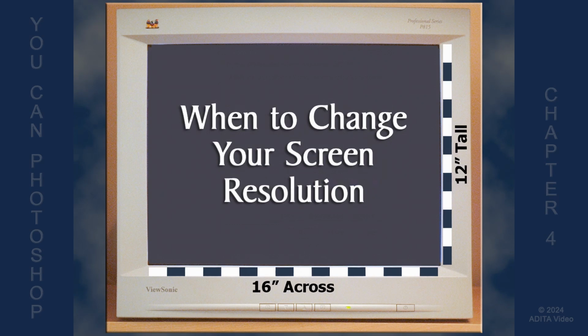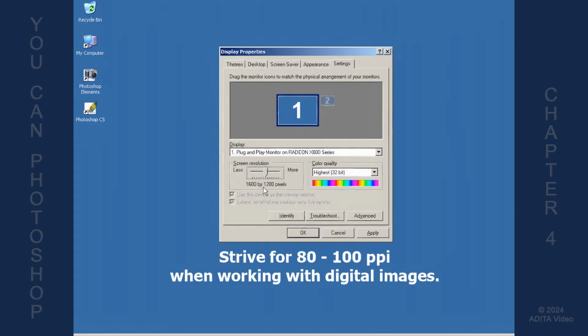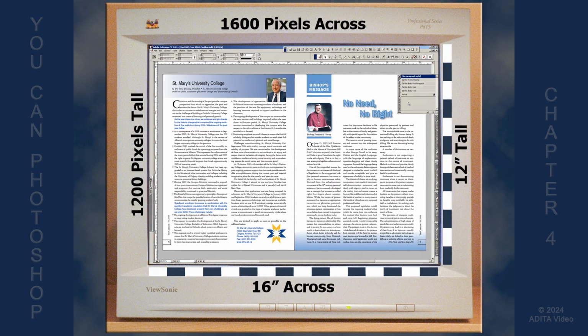When to change your screen resolution. Although a resolution of 80 to 100 pixels per inch is ideal for working with digital photos, feel free to change your screen size at any time to meet the task at hand. For example, when I work with InDesign, I set my monitor to display 1600 by 1200 pixels. In other words, I'm working at 100 pixels per inch.